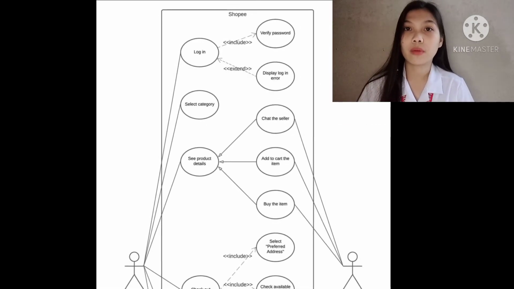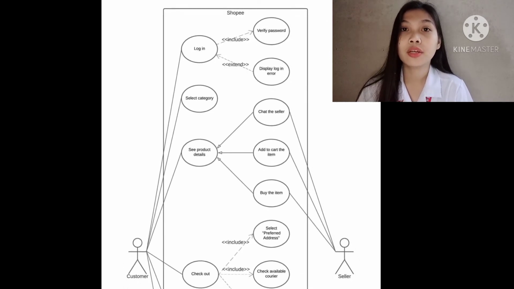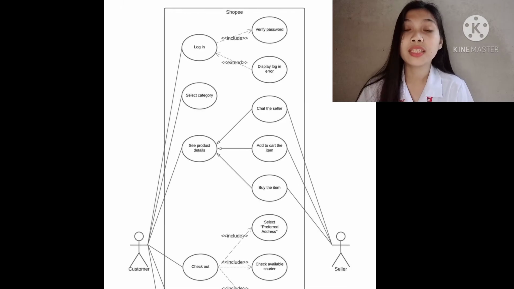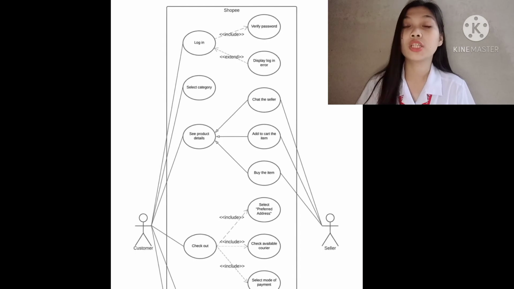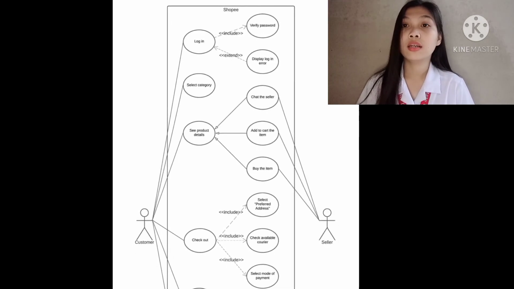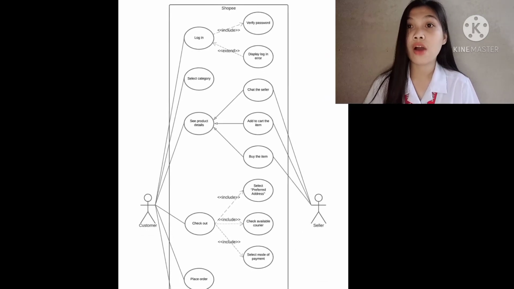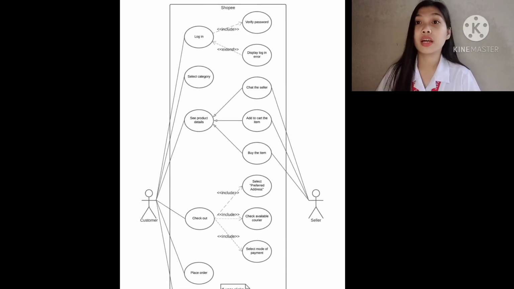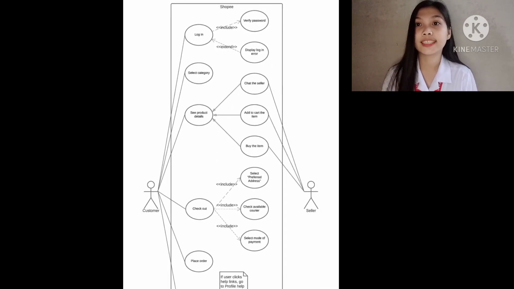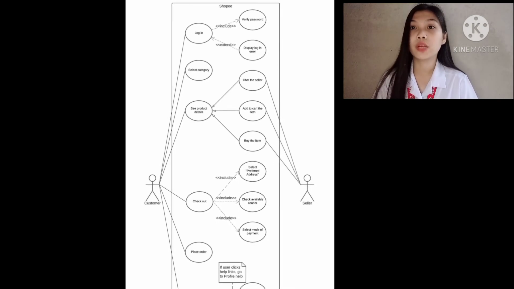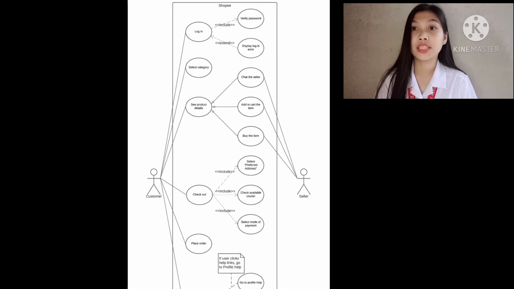In this use case diagram, the customer wants to log in to our Shopee app, so we will draw a line to show the relationship. This type of relationship is called association. So the customers will interact with these use cases: the login, select categories, see product details, check out, and place order. Just like the customer, the seller needs to interact with our use cases. There are three relationships in our association: the include, extend, and generalization.